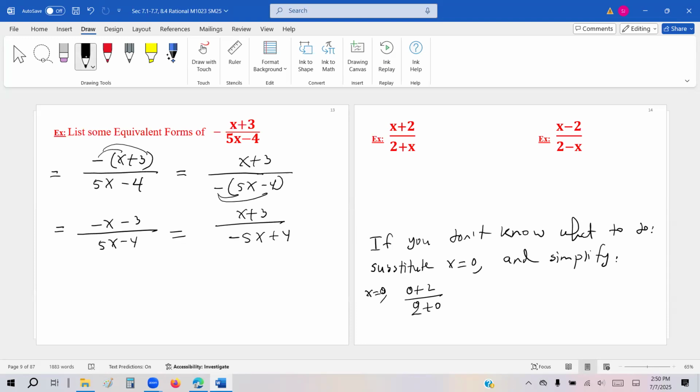What is 0 plus 2? 2. And what is 2 plus 0? 2. What is 2 divided by 2? 1. So the answer is 1. Okay. In other words, for addition, it doesn't matter if you switch the position. When you cancel the exact same things, they become 1.